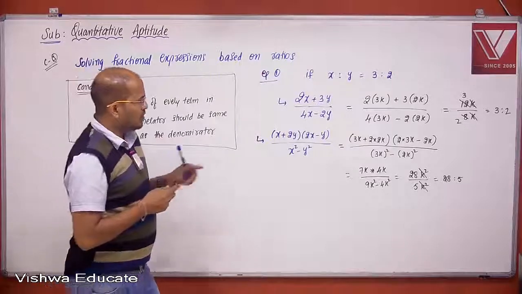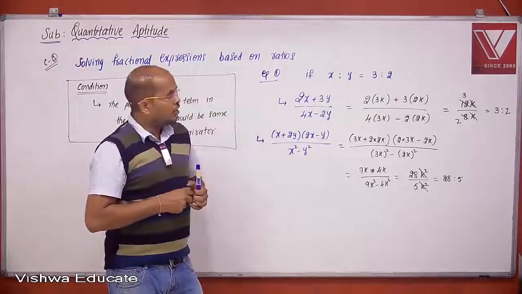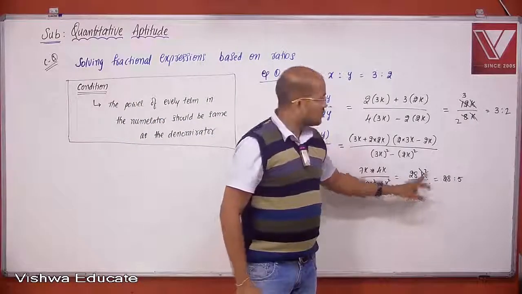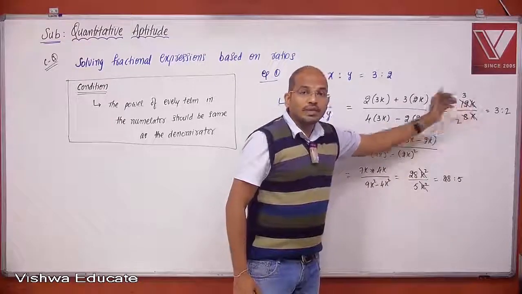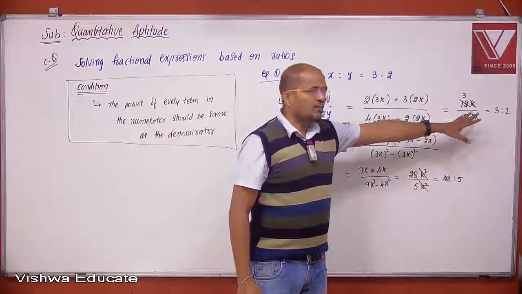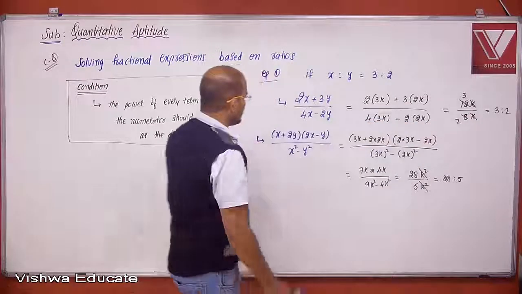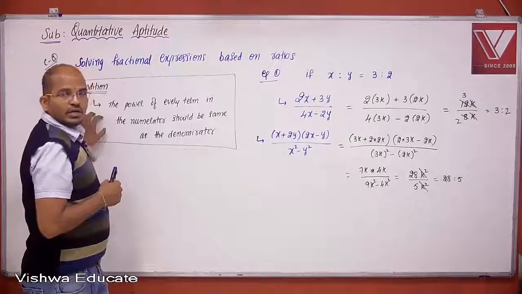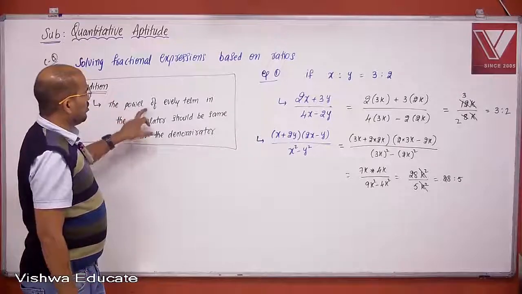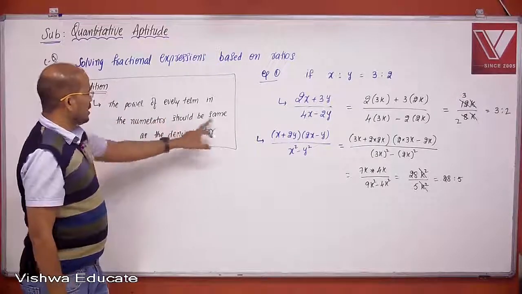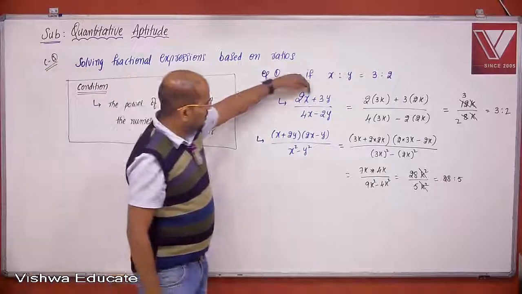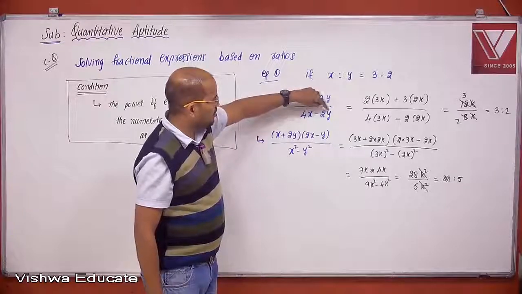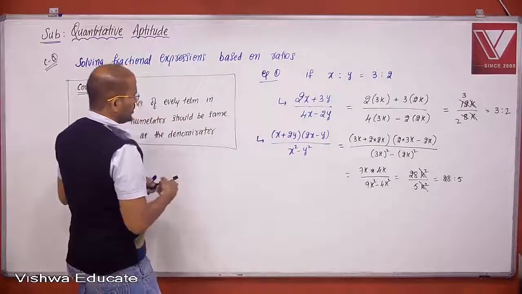Whenever you solve in this method, see that at the end of the problem solving, the common term gets minimized. What remains? The value remains. Clear? Now let us apply the same story by using the condition. What does the condition say? The power of every term in the numerator should be same as the denominator. So x power 1, y power 1, x power 1, y power 1, valid. So this problem can be solved.